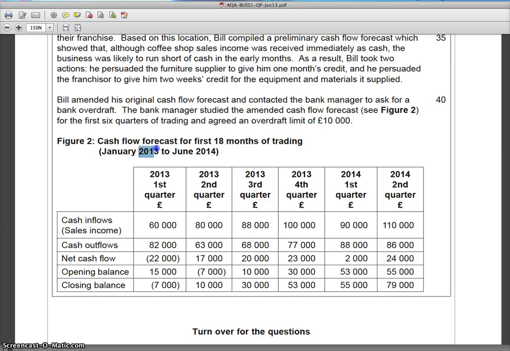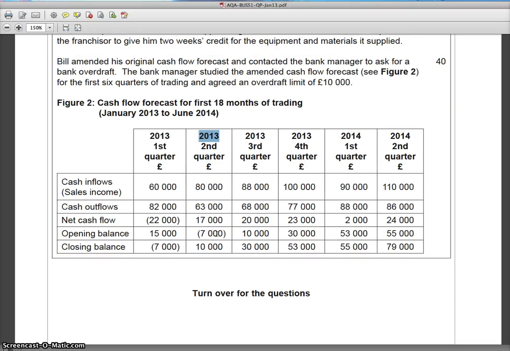And we're looking here at 2013. You can see 2013, 2013, etc. Now what we want to find out is what they expect to sell during 2013. So if we look at the different row headings here, it can't be cash outflows, that's money going out, such as costs. Can't be net cash flow, because that's cash inflows minus outflows. And it can't be either of these, opening or closing balance, because that's talking about how much money they've got effectively in their bank account.